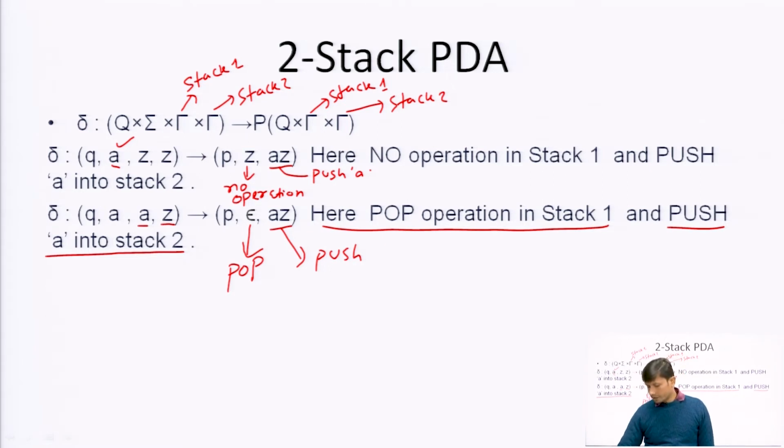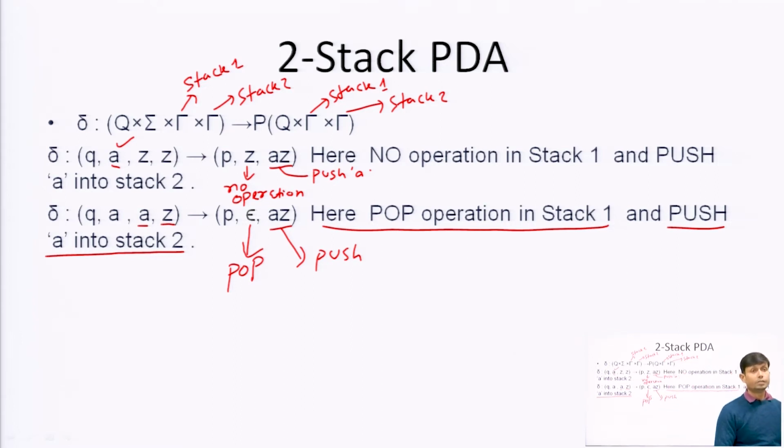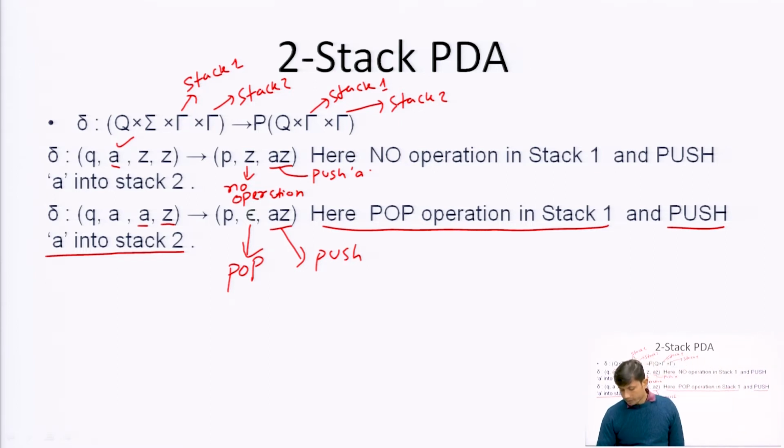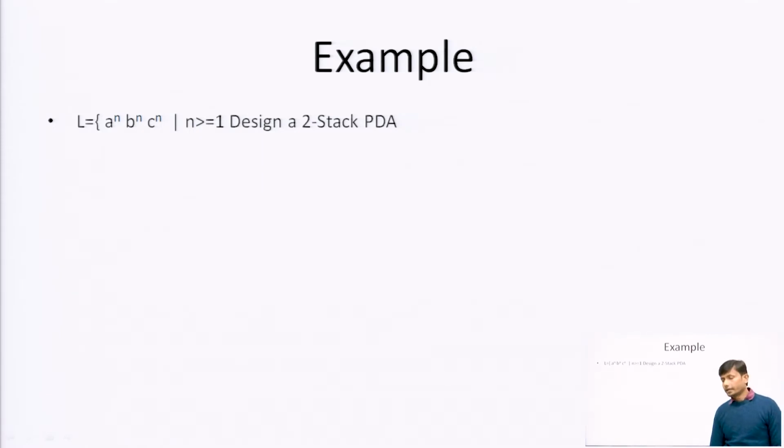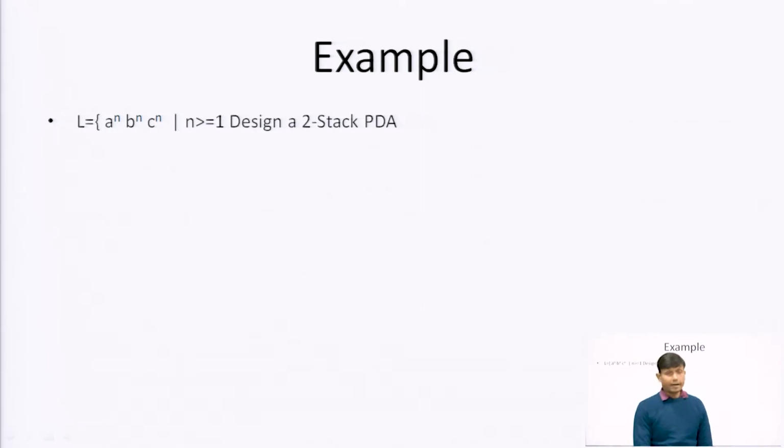Okay, so we will take an example of which language should be accepted, for which type of language we need a 2 stack pushdown automata. So let us check an example: a to the power n, b to the power n, c to the power n, n greater than or equal to 1, and design a 2 stack PDA. For this we cannot have a 1 stack PDA. What are the strings here?